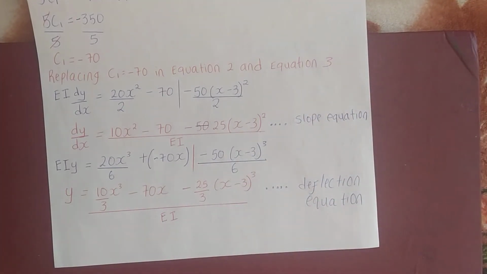Because they have told us to leave our answer in the form of EI, we shall just stop there. But if we were given the values of E and I, we could go further and find the slope at a given point, or the deflection at a given point.